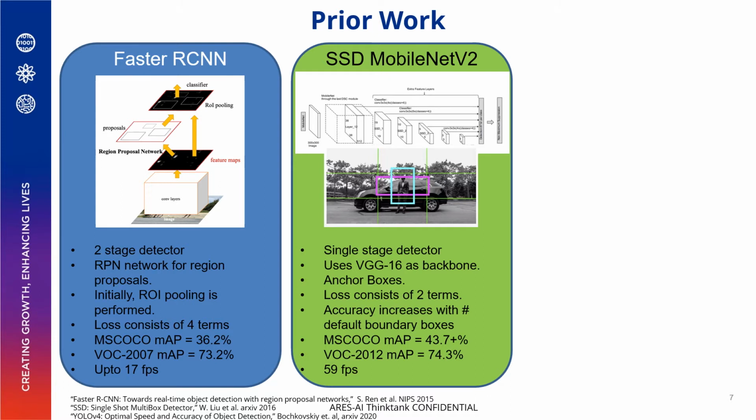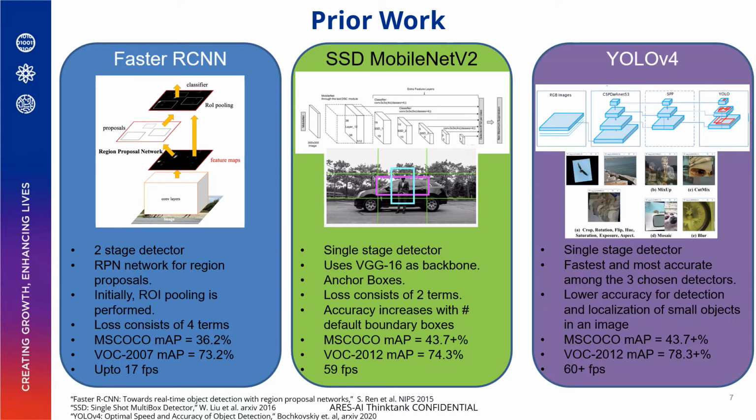The classical SSD network basically uses VGG16 as a backbone, and it's a single stage detector. The MobileNet v2 version is blazingly fast, can give us 59 FPS, and has slightly higher accuracy, almost equal to SSD, for the dataset and Faster RCNN.